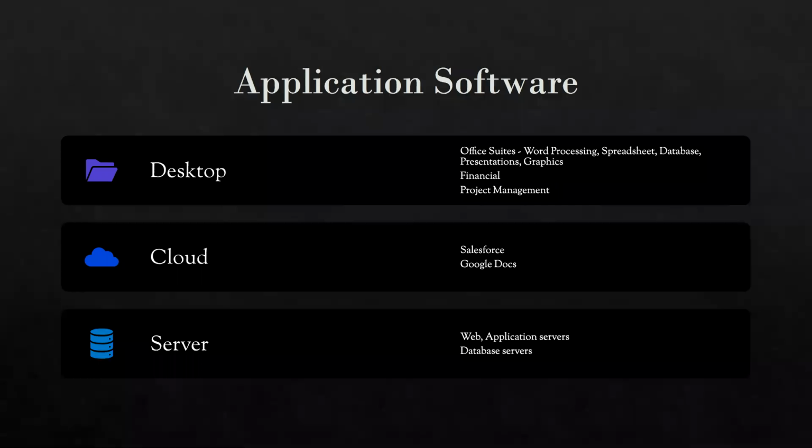So application software, we have three major types. Desktop, this is things like Microsoft Office, QuickBooks, Microsoft Project, okay? Cloud-based software, Salesforce, Google Docs, Box, Dropbox, etc. And then servers. So we have server applications, database servers, application servers, and web servers, okay?